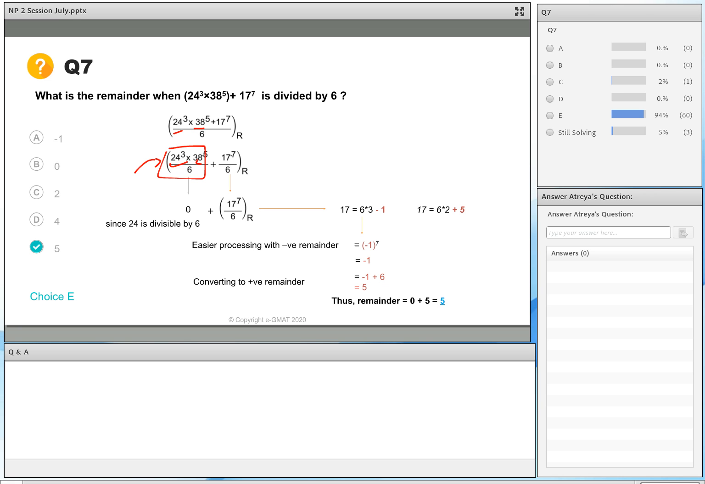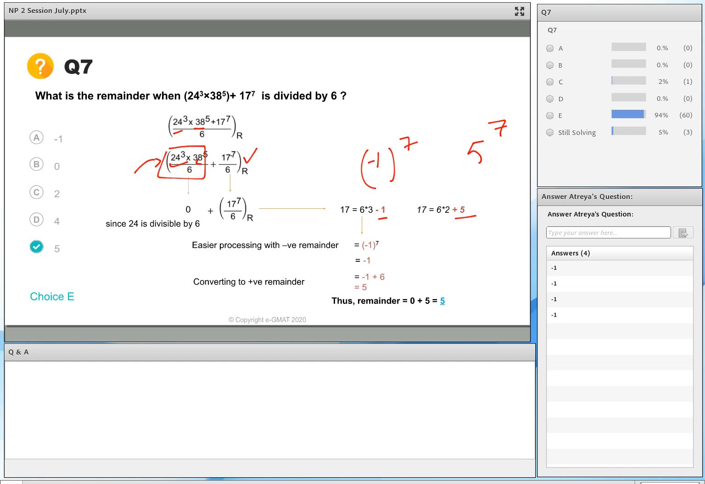Once that is done, let's now move on to the next part. 17 to the power 7 divided by 6. Now, what do I do? I calculate the remainder first. So if I calculate the remainder of 17 by 6, what do I have? I either have a 5 or a minus 1. Now, what would I calculate? A 5 to the power 7 or a minus 1 to the power 7? I'm going to open the short answer poll now. Tell me, what are you more inclined to calculate? Minus 1 to the power 7 or 5 to the power 7? Definitely minus 1 to the power 7.